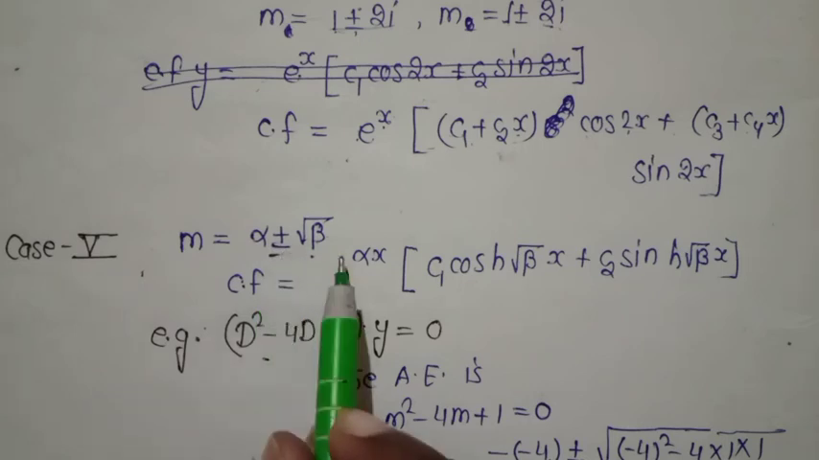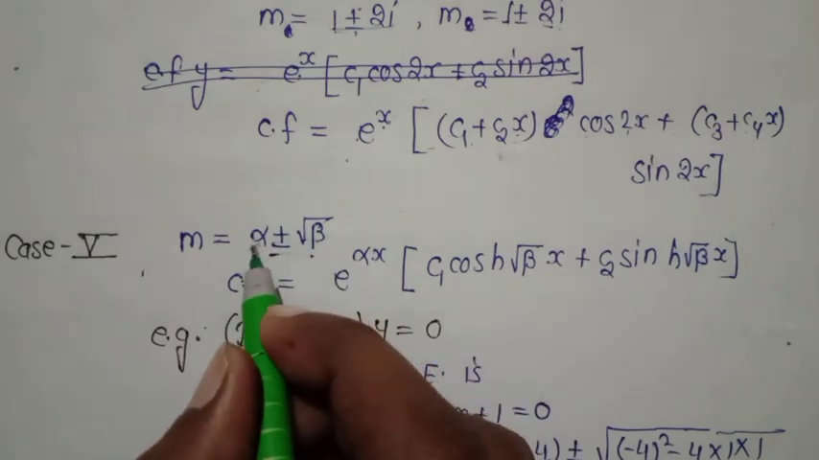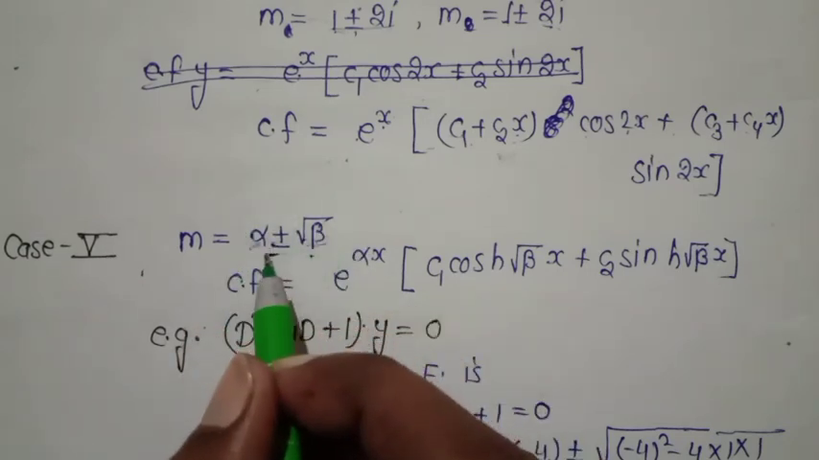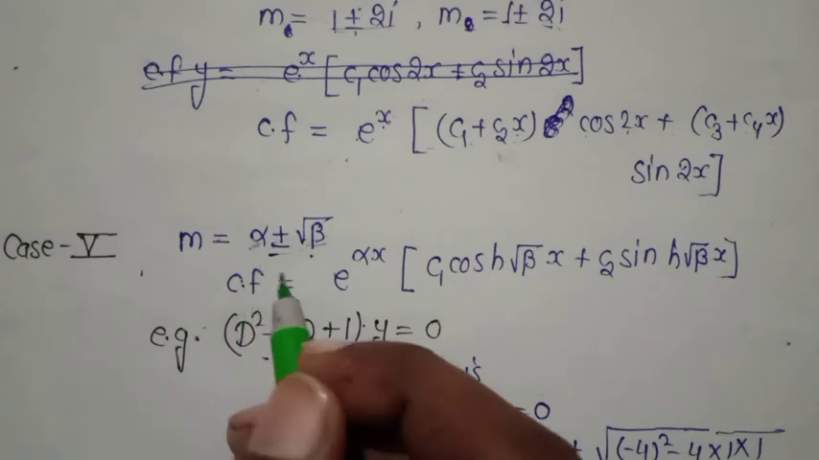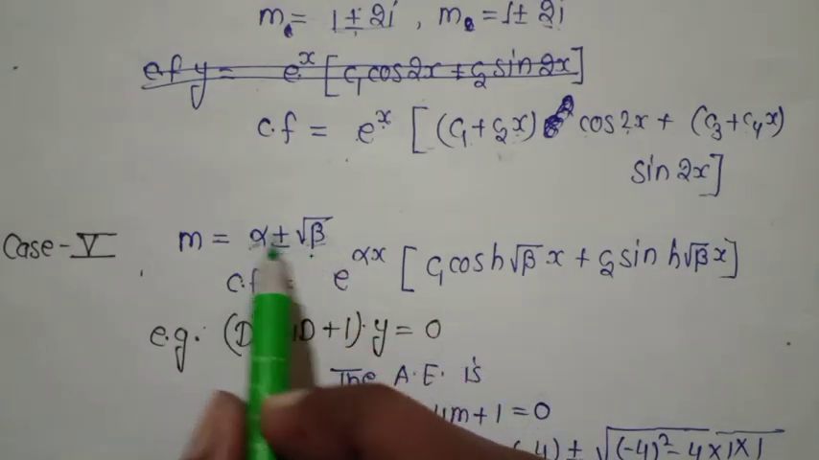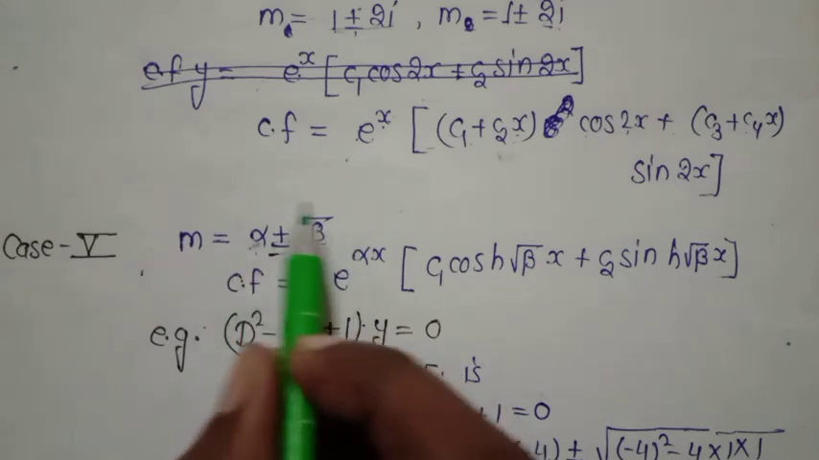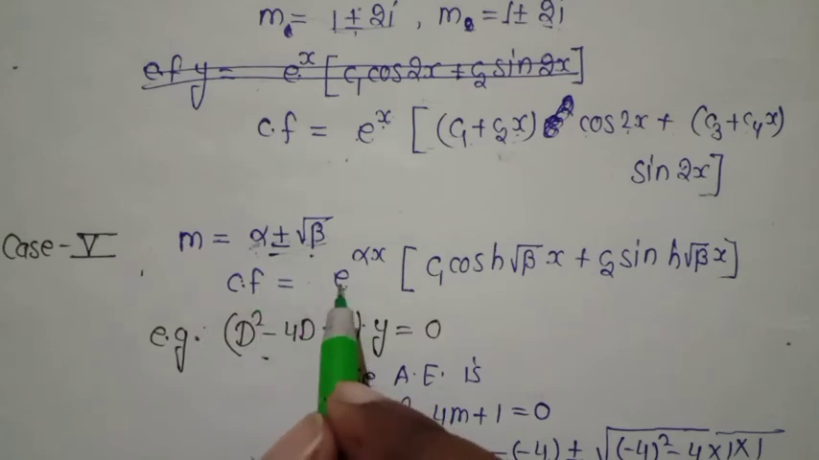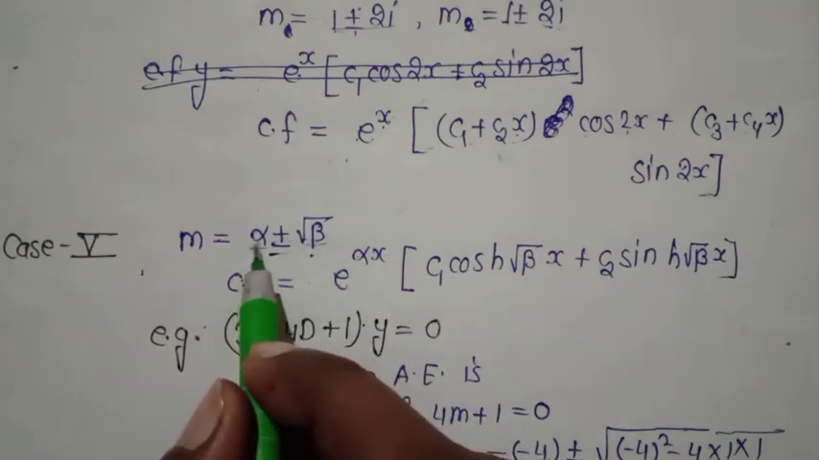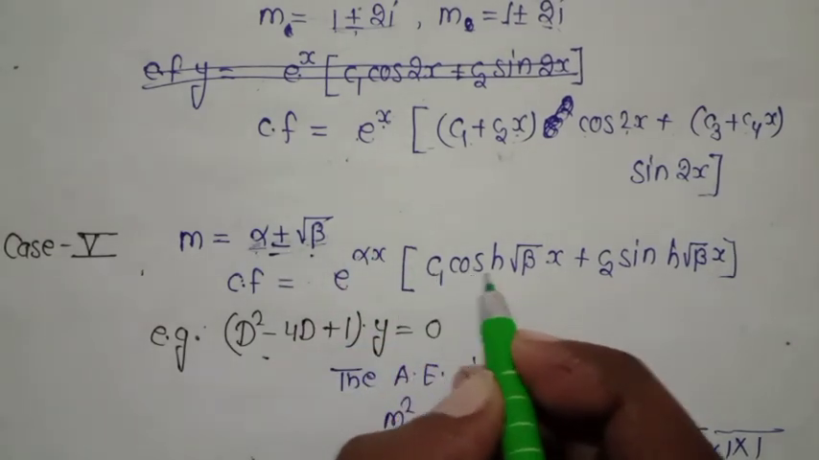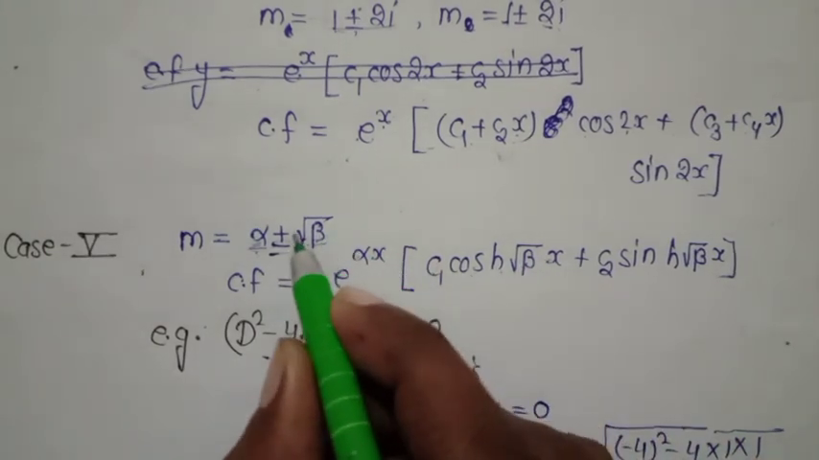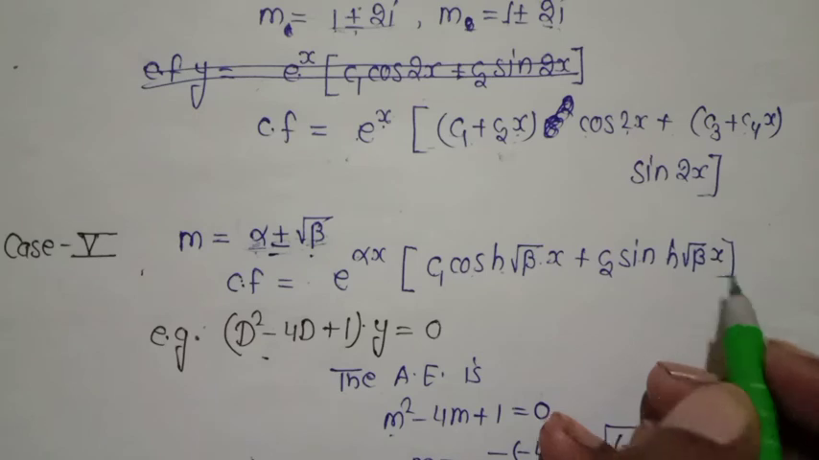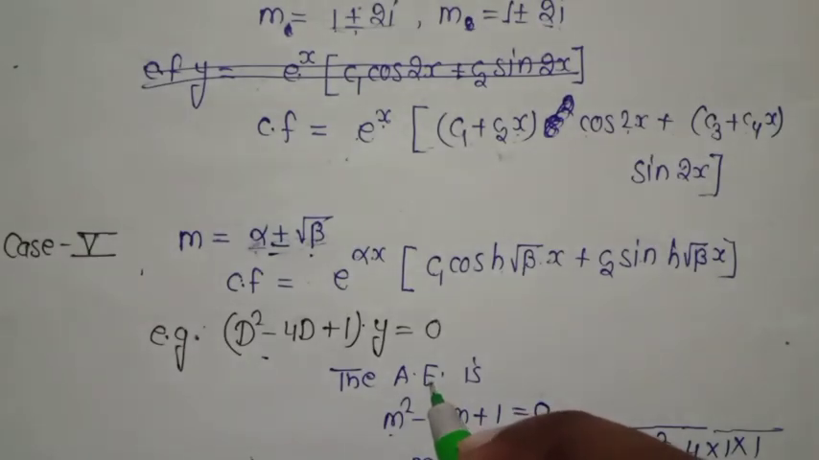When the roots are given in this form, that is, you can see that one root is real and the other is irrational. That is, all are real, because you know that the real number is the union of rationals and irrationals. So if the roots are present in this form, then how to write the CF for that differential equation? In that case, CF becomes e raised to power alpha x, that is this part of the root, and then c1 cos hyperbolic root beta x, root beta, that is this part, x, plus c2 sin hyperbolic root beta into x.